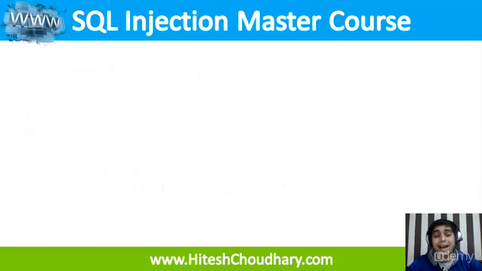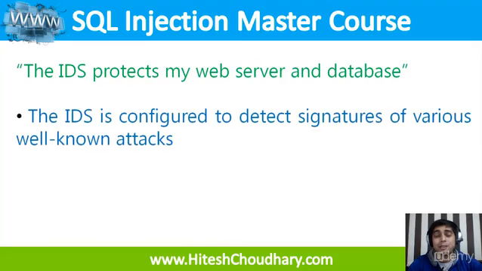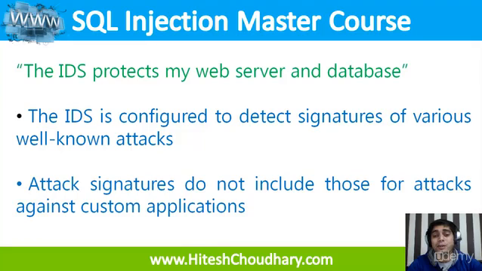Next, with IDS and IPS, that is, intrusion detection system or intrusion prevention system, there is a misconception that these are responsible for protecting my web server and database. If you think more deeply, an IDS is configured to detect the signatures of various well-known attacks. You cannot configure an IDS for all SQL queries. You can make a configuration for some of the queries, but for all, it is not possible. Also, attack signatures do not include those for attacks against custom-designed applications or custom attacks. So, IDS is again not a solution for all of our SQL injection problems.